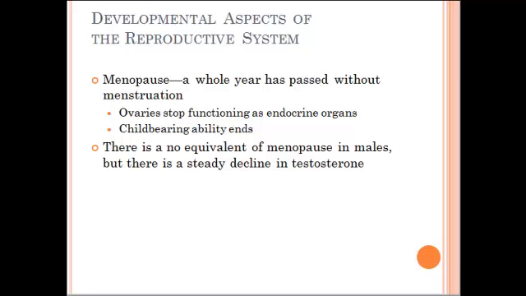There's no menopause in males, so males continue to produce sperm throughout their lives, but as they get older, they're going to have a decline in testosterone and may have a decline in the number of sperm that are produced as well. So that is the reproductive system and how this system works.